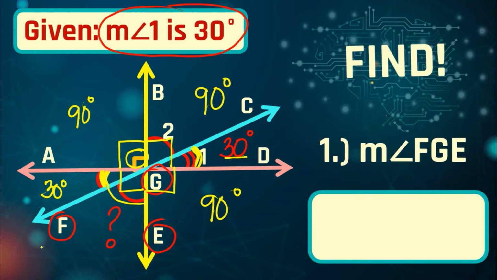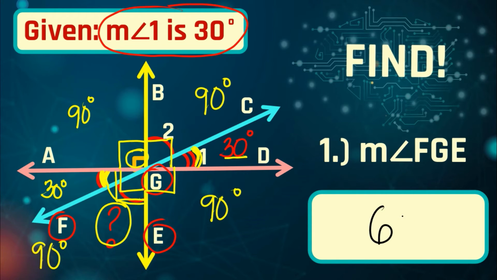Now, if this is 90 degrees, this part is 90 degrees, meaning, ano ang measure ng angle na to? Right? Eh di mag 90 minus 30 ka. What is 90 minus 30? That is 60 degrees. So therefore, the measure of angle FGE is 60 degrees. Okay, let's go to the next.